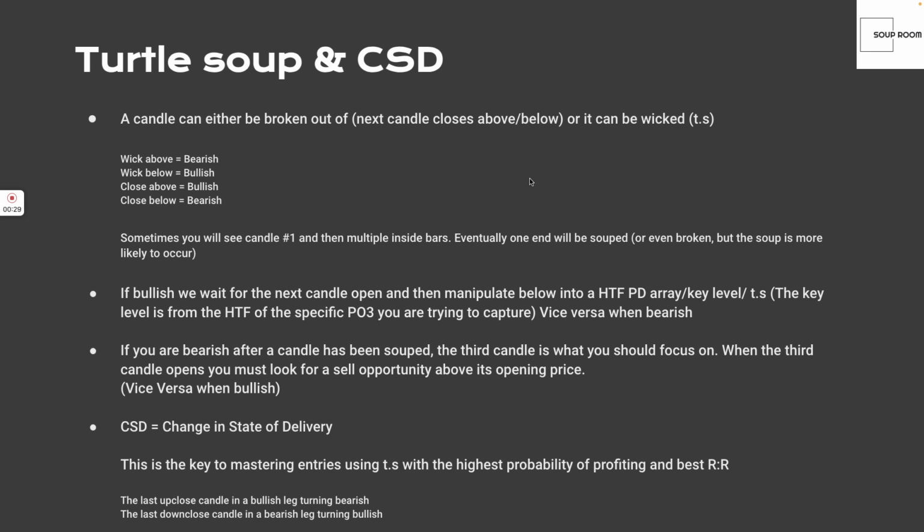Sometimes you're going to see candle number 1 and then multiple inside bars. Eventually, one end of the range will be souped or even broken, but the soup is more likely to occur if an inside bar forms. If bullish, we wait for the next candle's open and then we manipulate below into a higher time frame PD array or a key level. This is the turtle soup. The key level is from the higher time frame of a specific power of 3 that you are trying to capture. Vice versa when bearish.